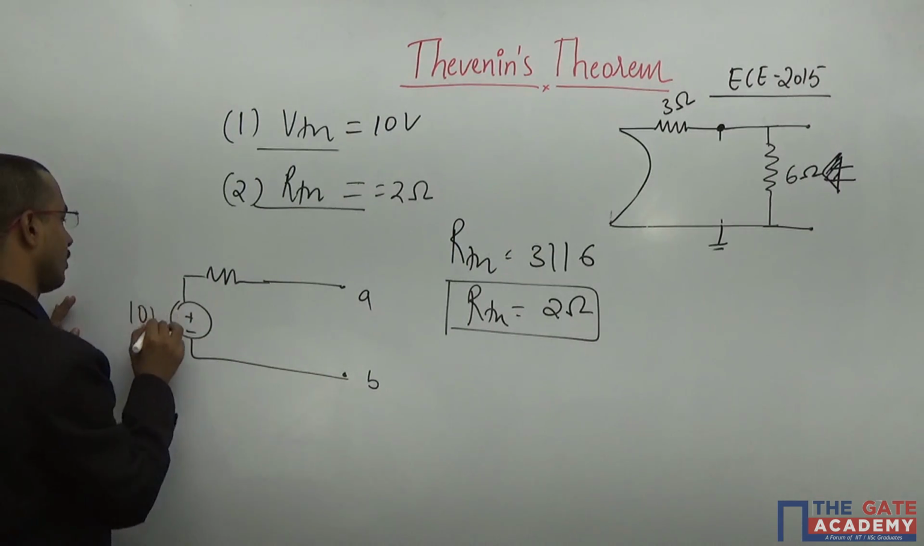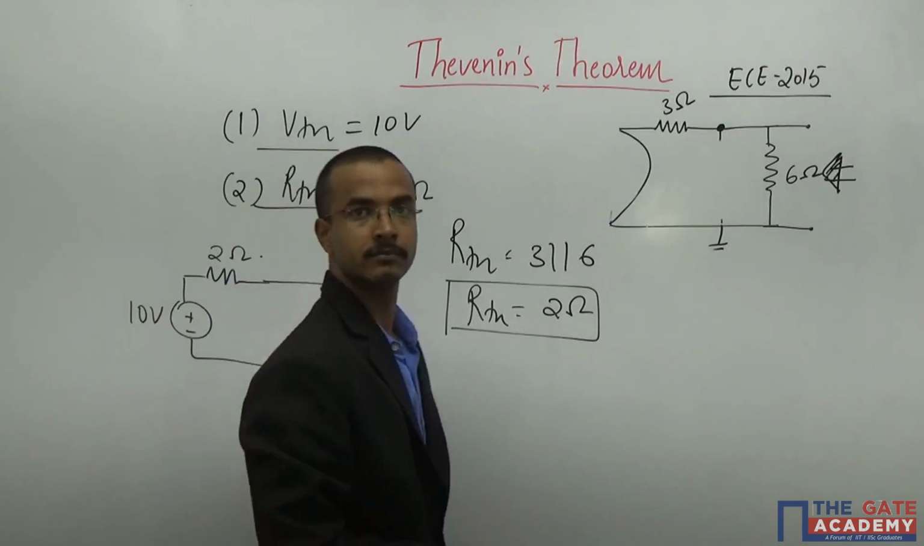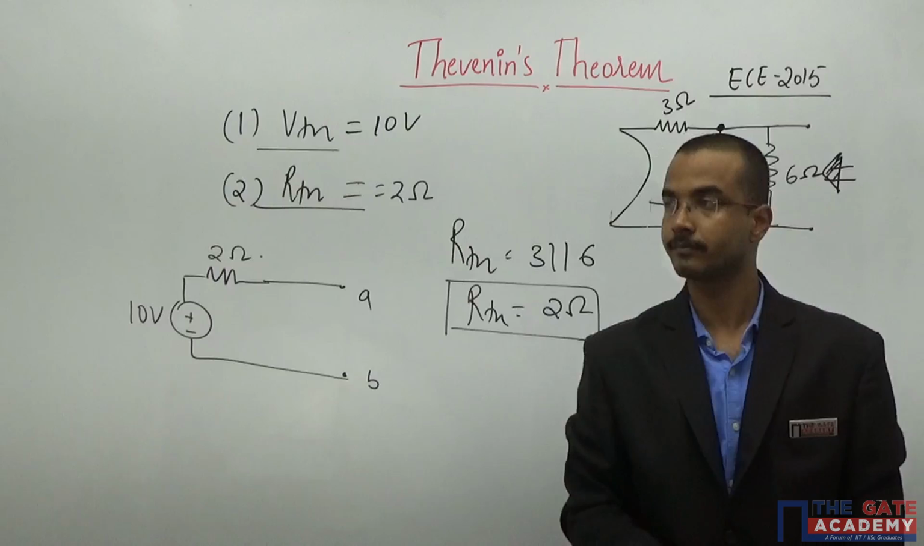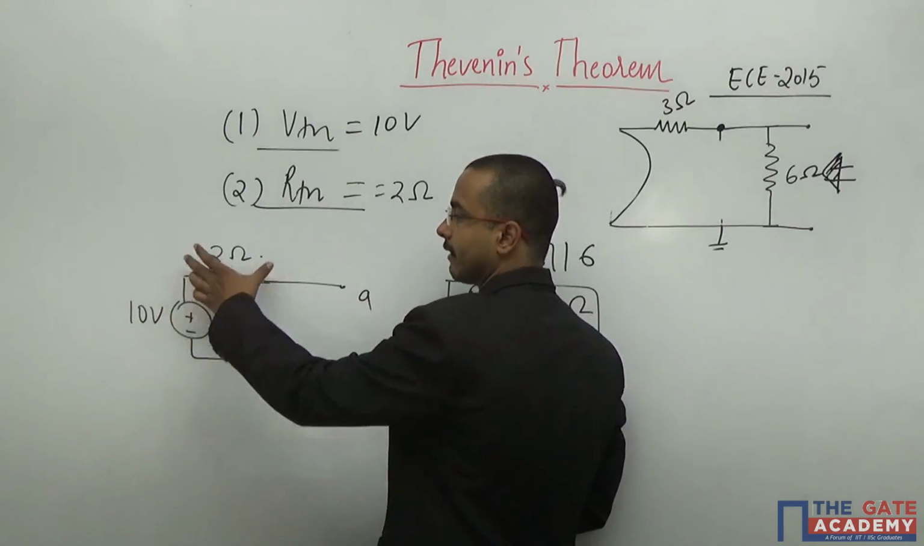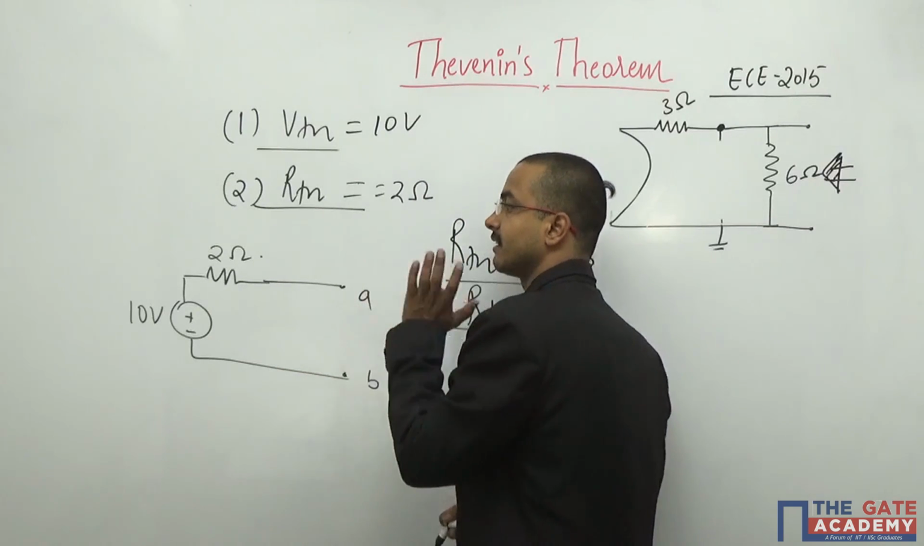The value is 10 volt and here the value is 2 ohm. The Thevenin equivalent voltage and Thevenin equivalent resistance. And such type of simple question they are asking in the exam.